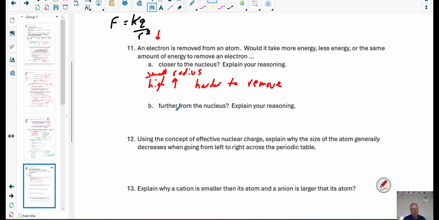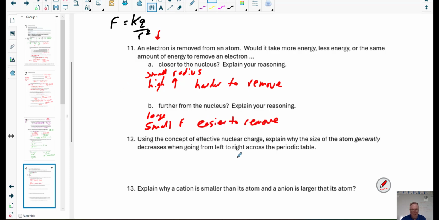Same scenario, exactly the opposite. If it's further from the nucleus, we're going to get a larger radius, and therefore we're going to have a smaller force, and so a smaller attraction and it's easier to remove.